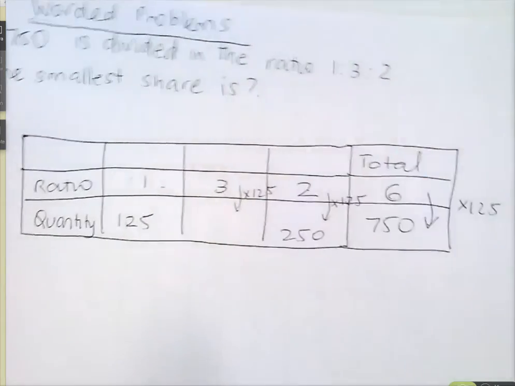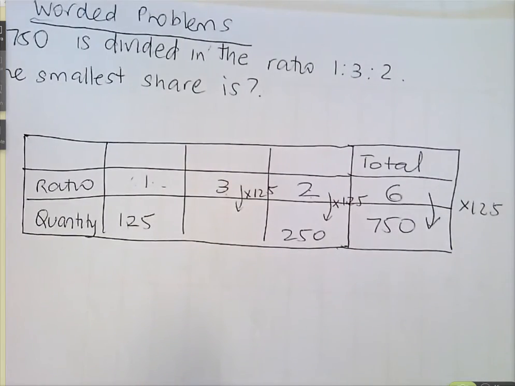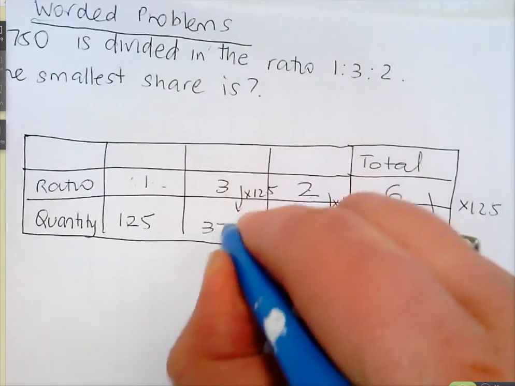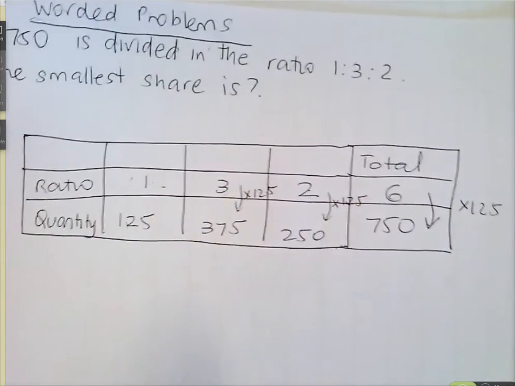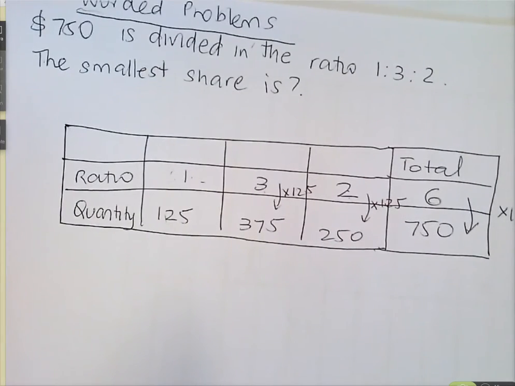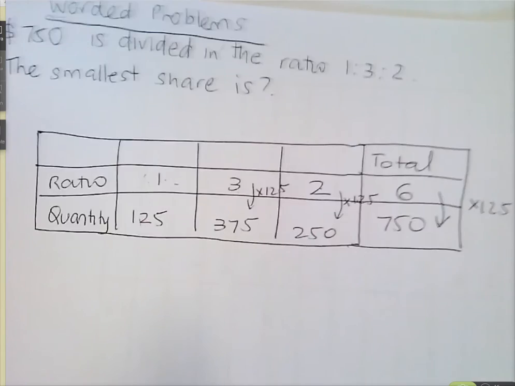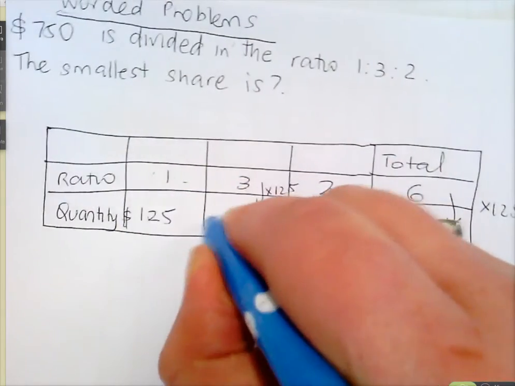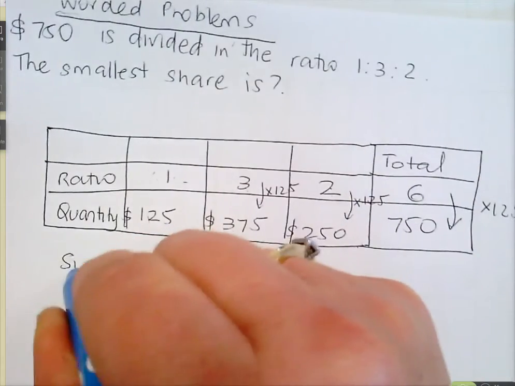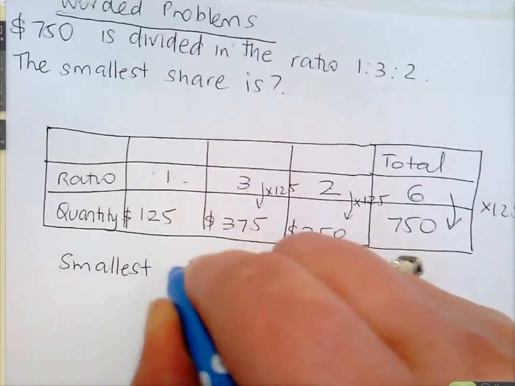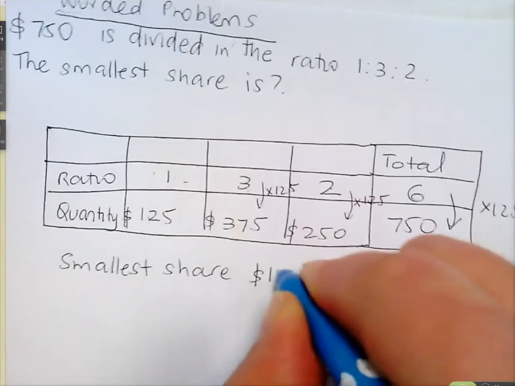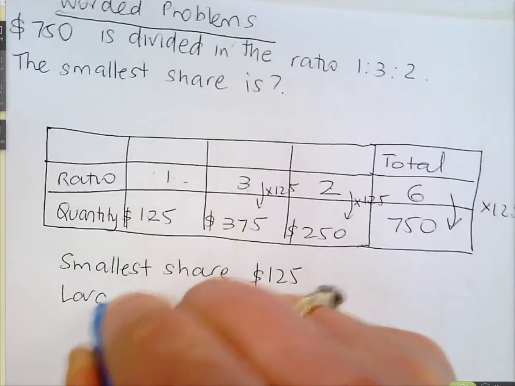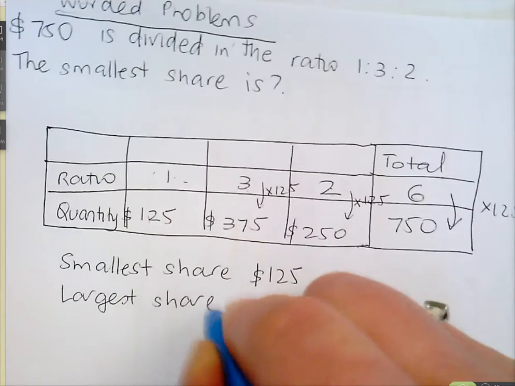3 times 125, that's $375. So the question is, now I might say, what's the smallest share? $750 is divided in the ratio of 1 is to 3 is to 2. What's the smallest share? You know what that means? Yeah, the smallest share is 125. I might say to you, what's the largest share? What's the largest share? These are all the questions we could ask you.